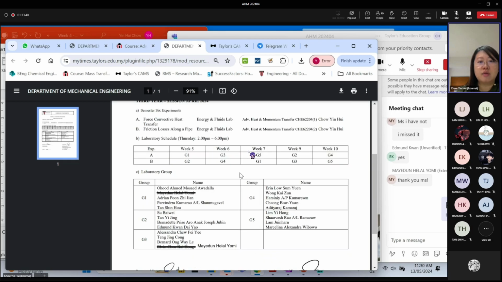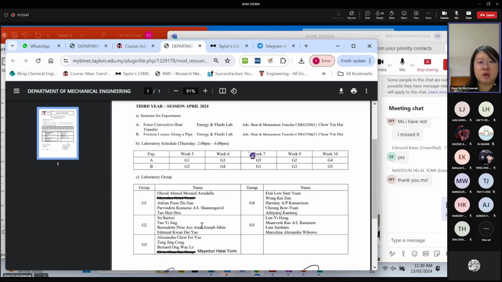For group 1 and group 2, your lab session will start next week, week 5, next Thursday, 2 to 6 p.m. It's at the Energy and Fluid Lab, the one where you did the thermodynamics and heat transfer experiment, where you can see the boiler. Group 3 is down to 3 students because Alvin dropped the module, so Yomi has agreed to join group 3. Group 1, take note that you have only four group members left.